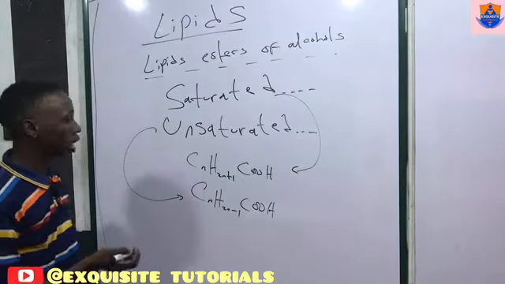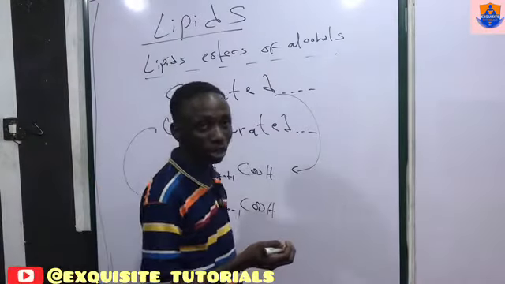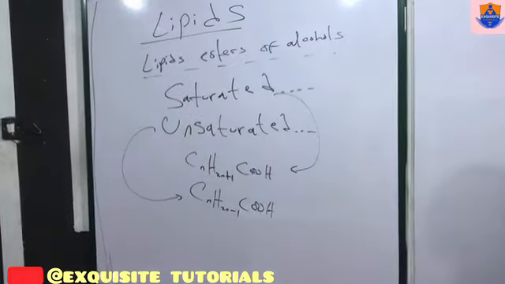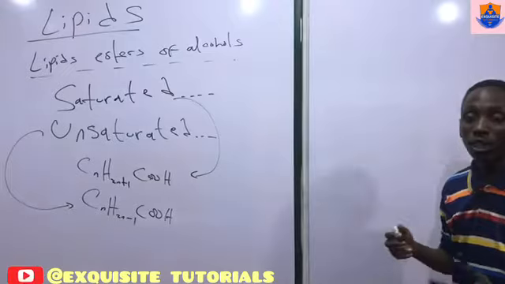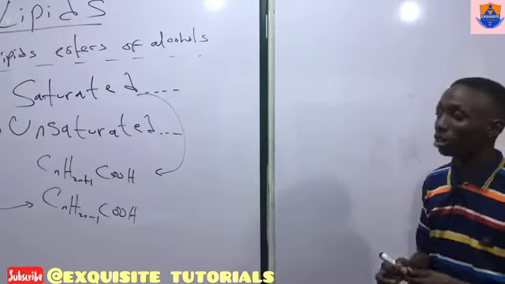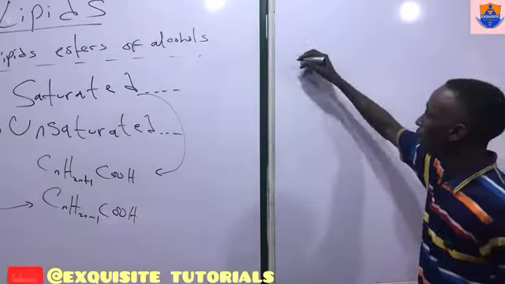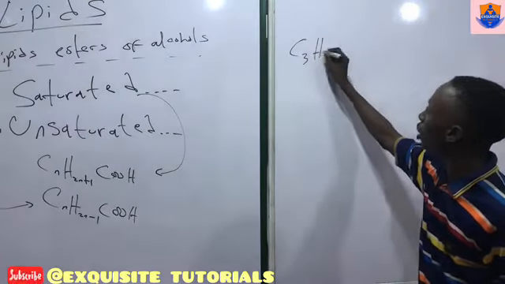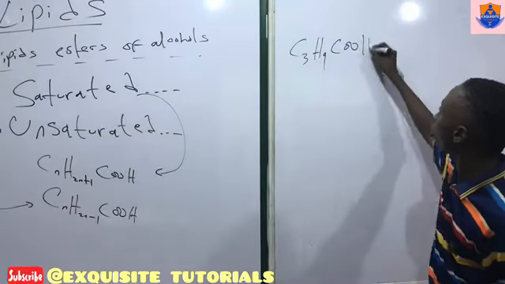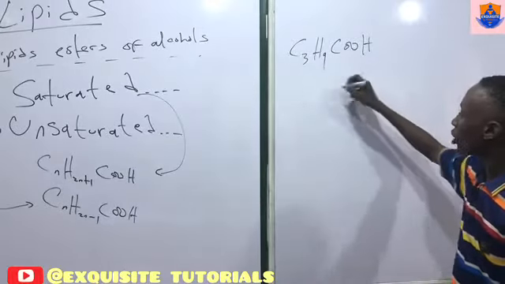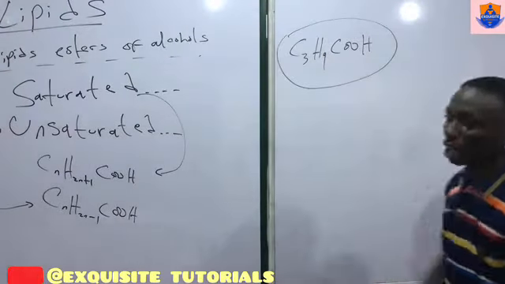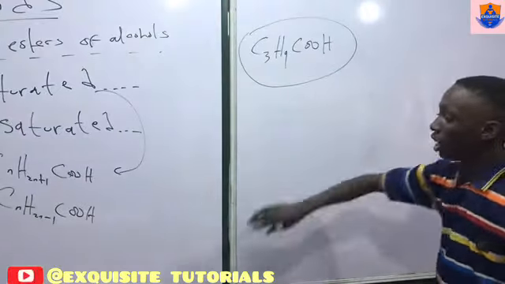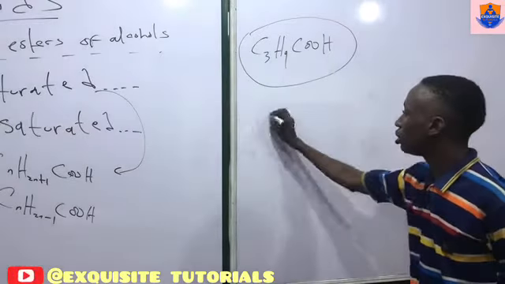Now let's take a look at some saturated fatty acids. Capric acid is the major fat and oil found in goats. Or we can also have butyric acid, the oil found in butter. Butyric acid is butanoic acid, meaning we have C3H7COOH. This is a saturated lipid.